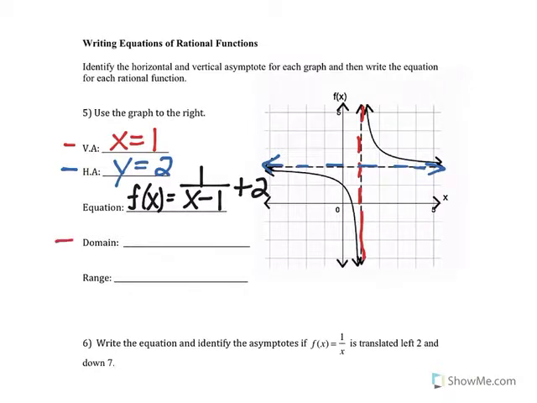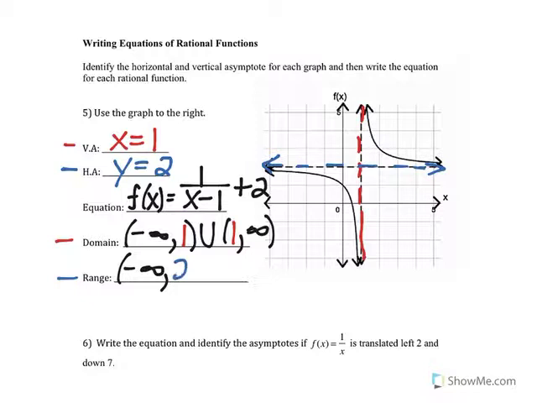And then again, for domain and range, we're going to use the red and the blue. We'll do negative infinity to 1, union 1 to infinity. And for range, we're going to do negative infinity to 2, union 2 to infinity.